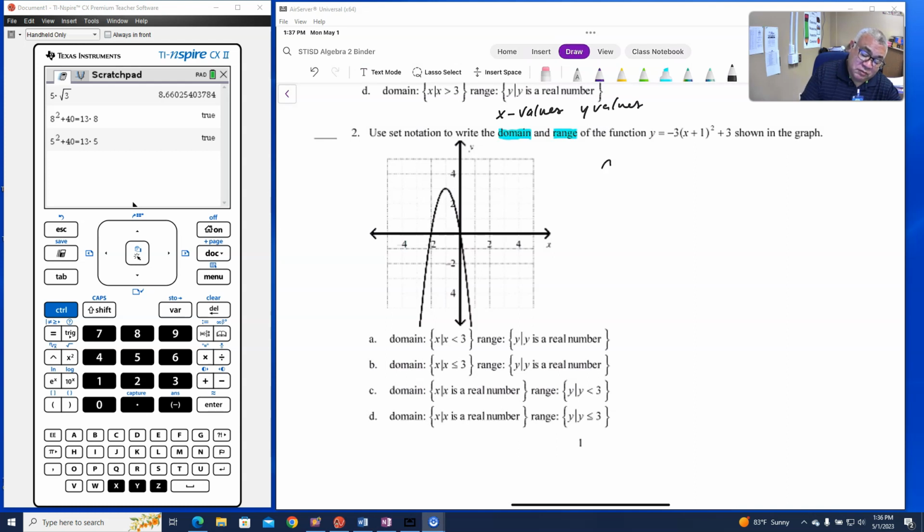In this case, the domain is actually the set of all x values. It's all real numbers. And the range is limited. You can see in the graph here, the highest, the maximum point is 3. So y is not all real numbers. Y will be any number that's less than or equal to 3. So in this case, your answer will be D.